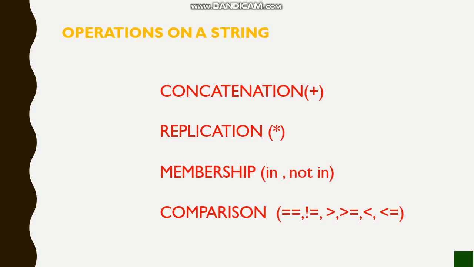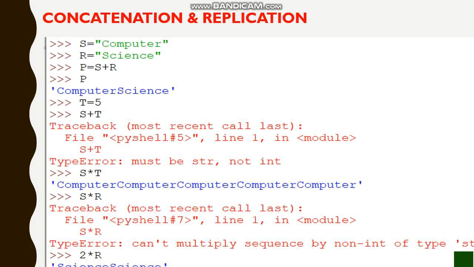Operations on a string: concatenation represented by plus, replication represented by star, membership represented by 2 keywords in and not in, and all comparison operators, which are the relational operators. We will see concatenation and replication. You look at the examples mentioned here.